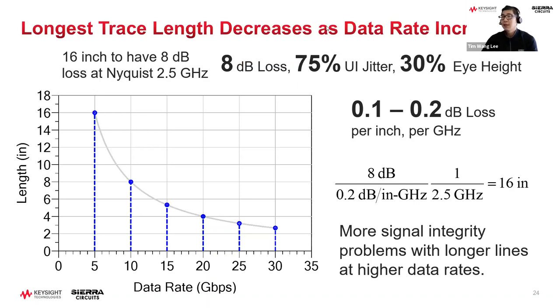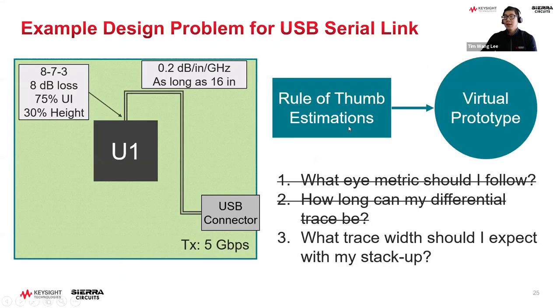Is this FR4? Yes, all the substrate right now, I'm assuming, is FR4. If you have, say, Megtron or any other substrates, you know, 3.3, that's close to 4, so the math works out approximately. That's why I have a range here, 0.1 to 0.2 dB loss. It's meant for a rule of thumb and a first order approximation. Good, we're gonna move on. Answer the second question, how long is it gonna be? As long as 16 inches, it's fine.